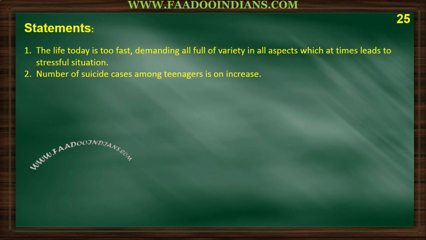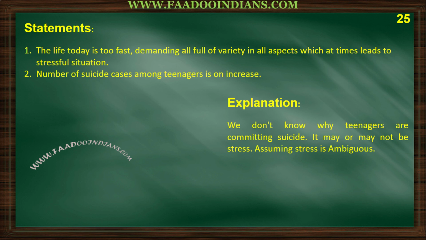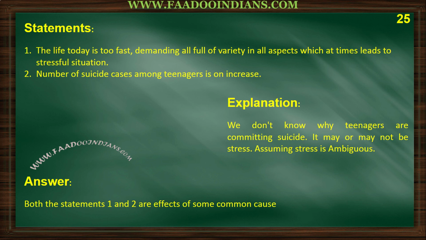Now we have the last part, 25th. Life today is too fast, demanding, and full of variety in all aspects, which at times leads to stressful situations. Number of suicide cases among teenagers is on the increase. Well, it seems that second is the effect of first, but you have to think rationally. We don't know why teenagers are committing suicide. It may or may not be stress. Assuming stress would be ambiguous. Therefore, both the statements 1 and 2 are effects of some common cause. So that makes a set of 25 questions of cause and effect.